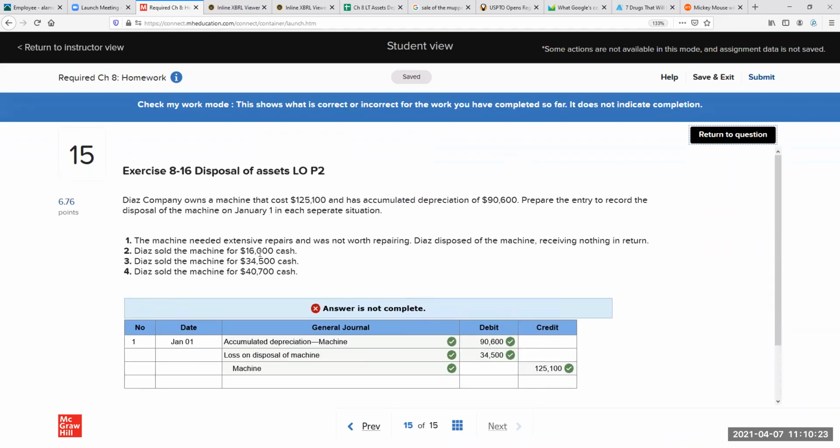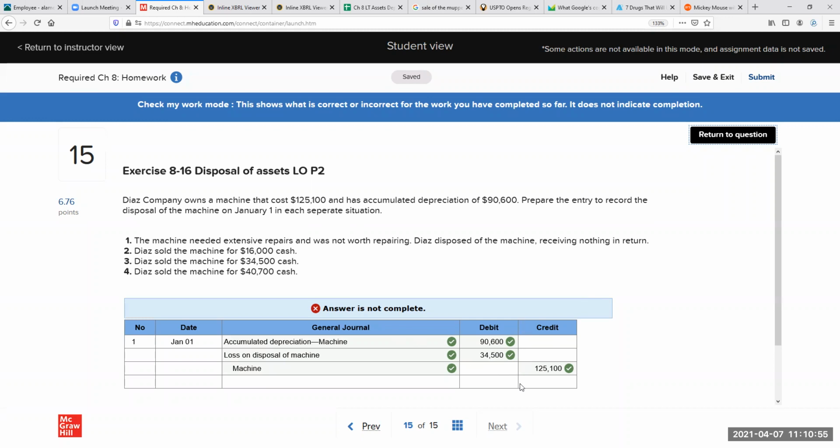All right. So now on the next one, you sold the machine for 16. So the machine sold is cash. You need a cash entry here of 16, but you're still going to be short because you need to go to the book value. So what is the book value? Let's make sure you all understand it. You paid 125, you've recovered 90,600. So the book value is 34.5. It's still on your books for 34.5.